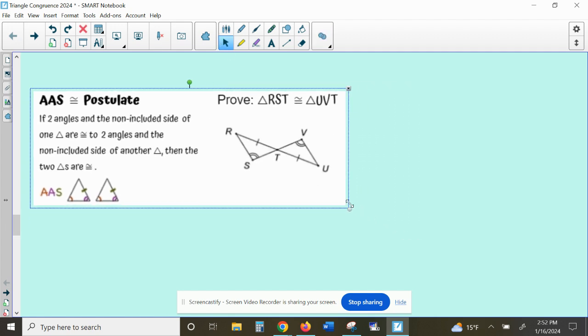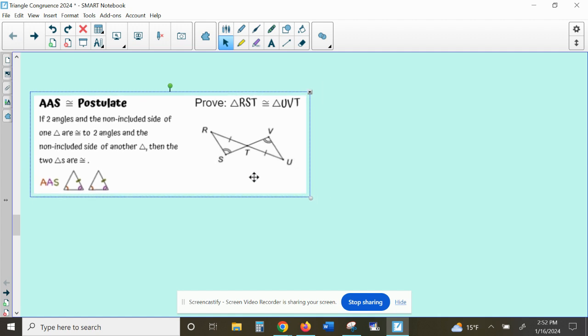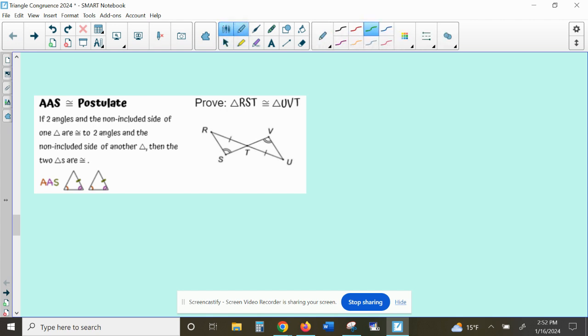congruence postulate, the AAS. Now what you want to note is the order of how these happen. If you take a look at this here, it says you have an angle, and then you have another angle, and then you have this side. Note this side is only touching one angle.